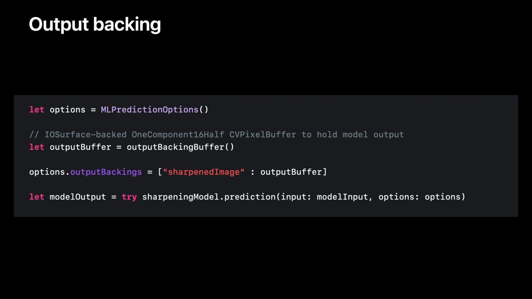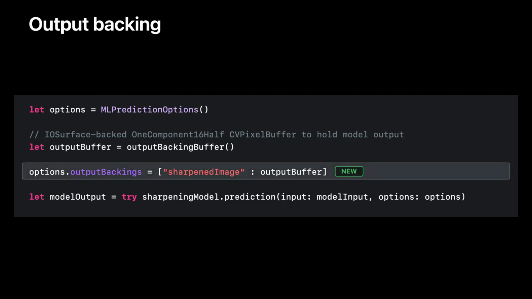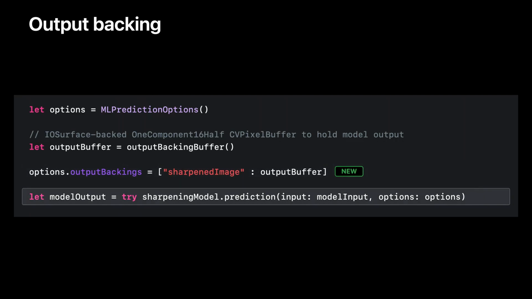There's also another cool thing you can do, and that's to ask CoreML to fill your pre-allocated buffers for outputs instead of having CoreML allocate a new buffer for each prediction. You can do this by allocating an output backing buffer and setting it on the prediction options. For my app, I wrote a function called output backing buffer, which returns a one-component 16/2 CV pixel buffer. I then set this on the prediction options, and finally call the prediction method on my model with those prediction options. By specifying output backings, you can gain better control over the buffer management for model outputs.